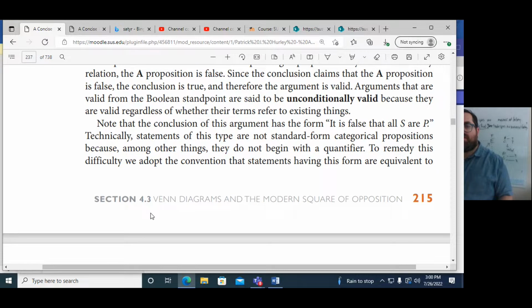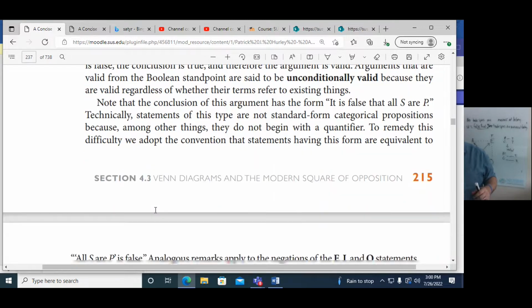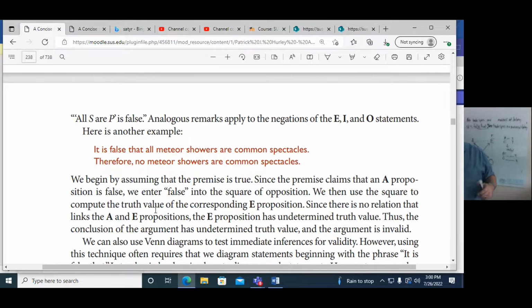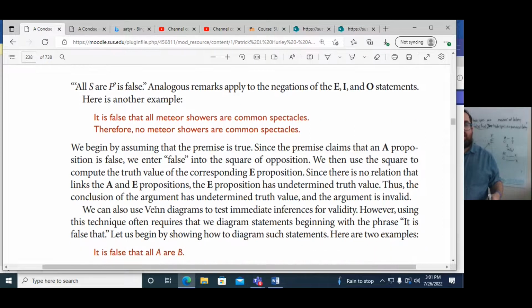Note that the conclusion of this argument has the form, it's false that all S are P. Technically, statements of this type are not standard form because, among other things, they do not begin with a quantifier. To remedy this difficulty, we adopt the convention that statements having this form are equivalent to all S are P is false. Analogous remarks apply to the negations of E, I, and O propositions. So let's actually write this one on the board. All right, I'm going to write this one down. Let me erase this.